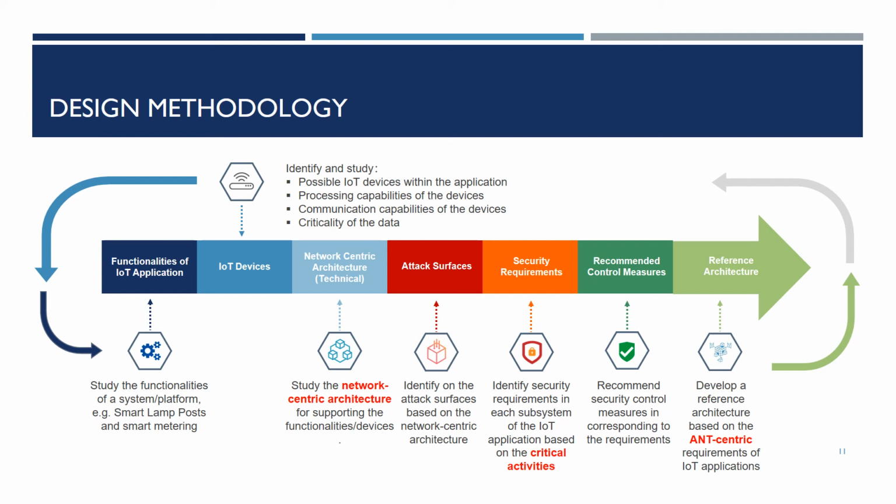Then we go through the process from the functionality of the IoT applications to look at what type of IoT devices should be required, and then we look at what the network connectivity is. Then we look at the network-centric architecture. And then from the network-centric architecture, we can identify or study the attack surfaces. And from the attack surfaces, we define the security requirements. And then from there, we recommend control measures that specifically assume a zero trust environment, but put a lot of emphasis on the protection of critical activities. So these are the design methodologies for our security reference architecture for IoT systems. So at the end, we develop a reference architecture based on the ANT-centric requirements of IoT applications.